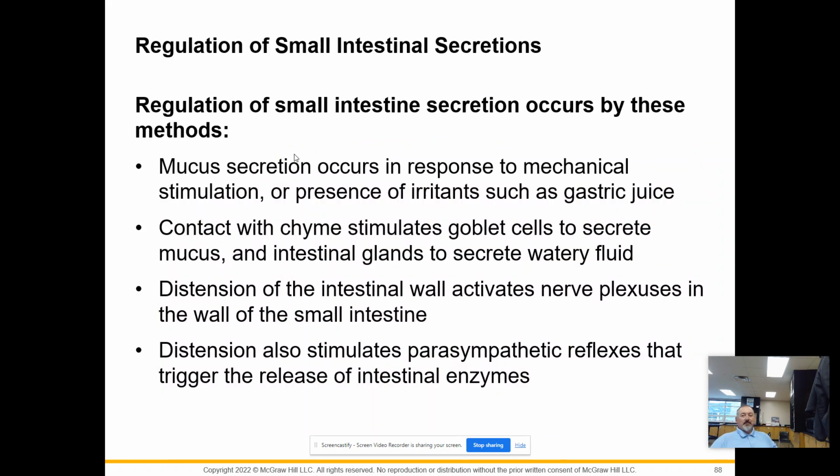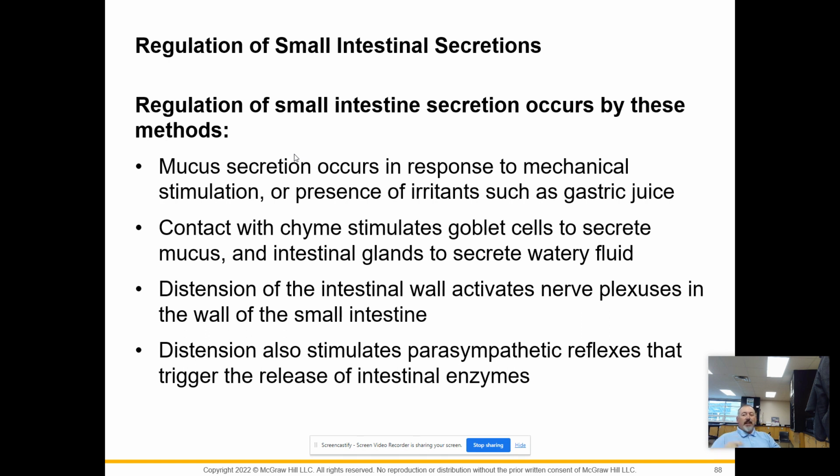So regulation of the small intestine secretion occurs by these methods. So these four. Mucus secretion occurs in response to mechanical stimulation and the presence of irritants such as gastric juice. So that's moving into your intestinal tract. So you deal with it. It's going to stimulate and cause like, okay, since this is here, we need to do this. So the contact with the chyme is going to stimulate goblet cells to secrete mucus and the intestinal glands to secrete the watery fluid. Once again, no enzymes there.